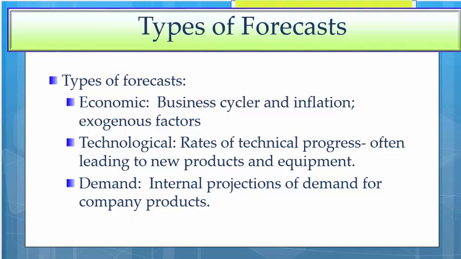So those are the two external types of forecasts, and then internally are demand forecasts, and these are internal projections for demand, and they can help us with all types of products within our company. And we can forecast for the overall demand or for one particular part of the demand. There's a whole array of ways. But these are the three major types of forecasts: economic, technological, and then demand forecasts.